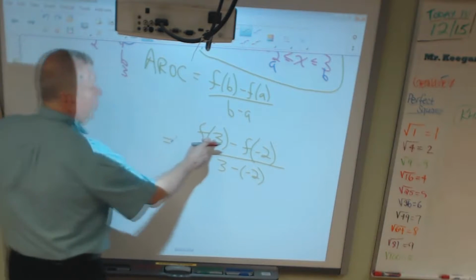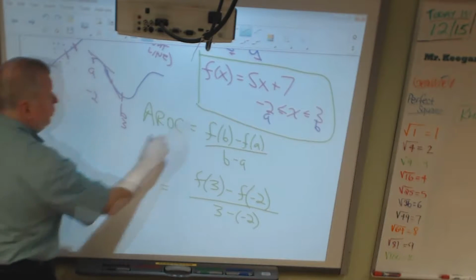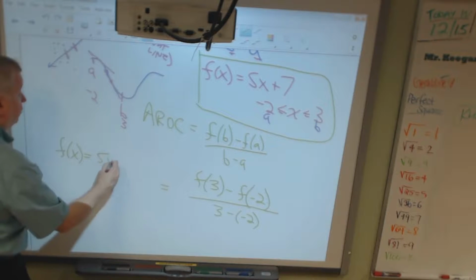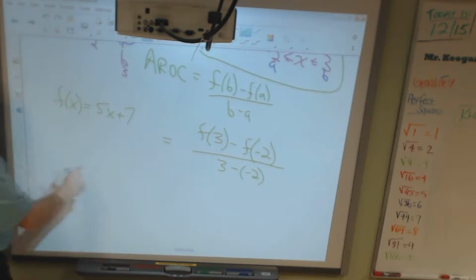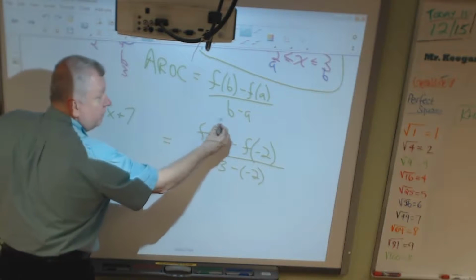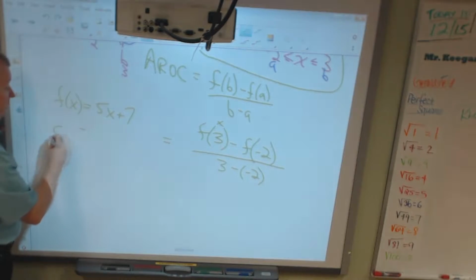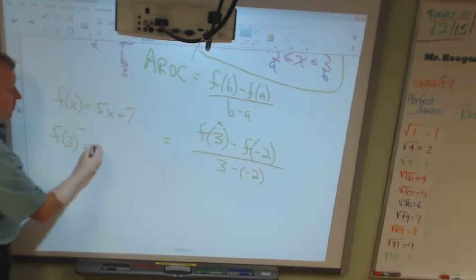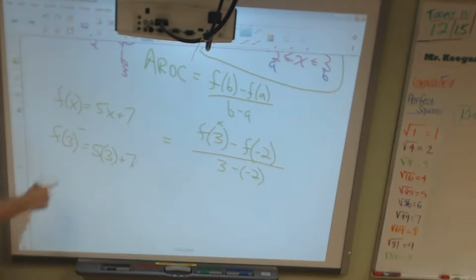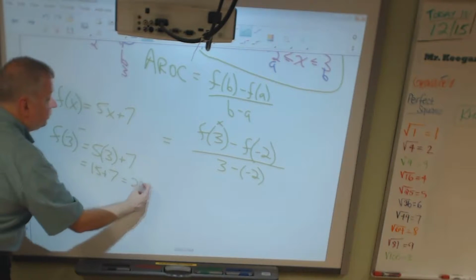Okay? So we have to find out what f of 3 is. Our function was 5x plus 7. This is basically saying, what would the output be if the input was 3? In other words, if the x was 3. So you're just going to replace the x with the 3 here. So f of 3 is equal to 5 times 3 plus 7. 15 plus 7 is what? Good. So f of 3 is equal to 22.